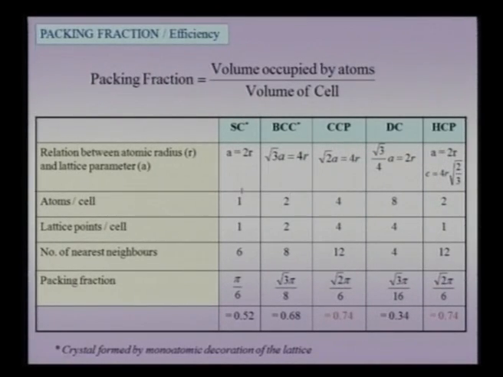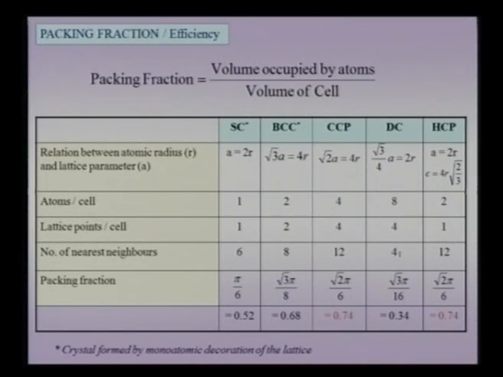BCC as 2, the simple cubic as 1 and CCP as 4. Number of lattice points per cell, again we have seen, is 1 for a simple cubic, 2 for body centered cubic, 4 for cubic close packed, 4 for DC, and 1 for HCP. The number of nearest neighbors is 6 for simple cubic, 8 for BCC, 12 for CCP and HCP, and 4 for diamond cubic.